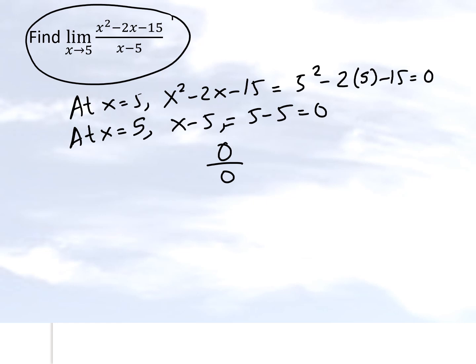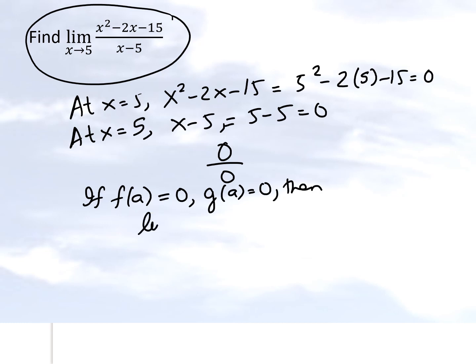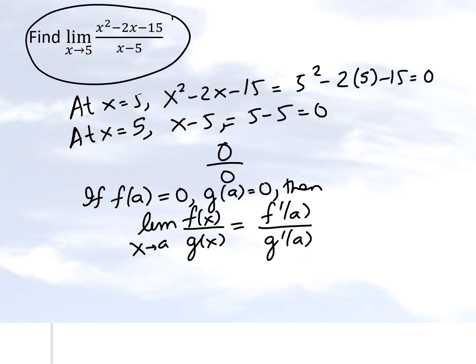So what does L'Hopital's rule say? L'Hopital's rule says if f of a is equal to 0 and g of a is equal to 0, then the limit of f of x divided by g of x as x approaches a can be written as f prime of a divided by g prime of a, if both f prime of a as well as g prime of a are defined. So let's go and see if that is the case.